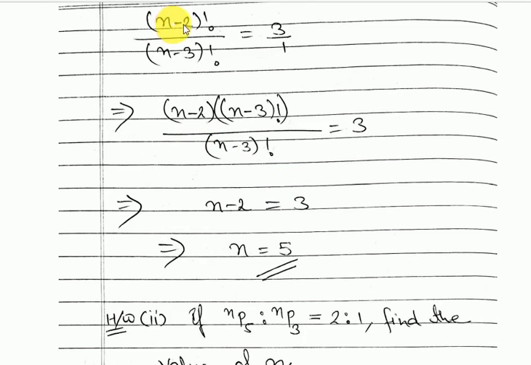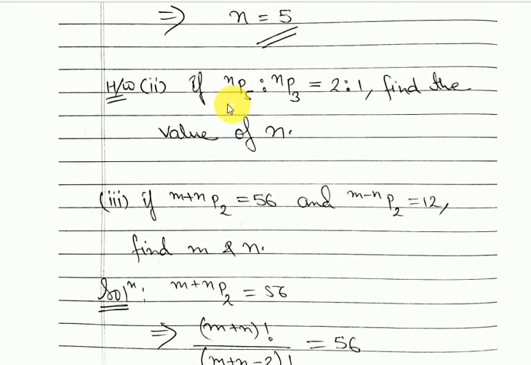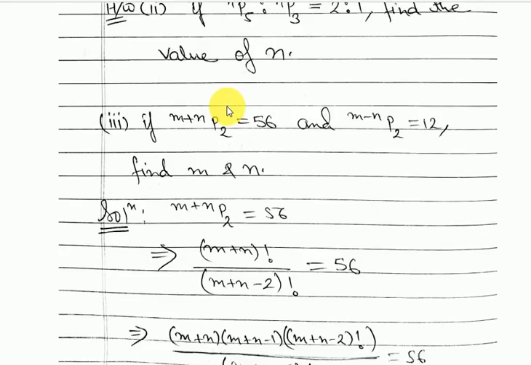This factorial n minus 2 can be written as n minus 2 into factorial n minus 3. Then this factorial n minus 3 in the numerator and in the denominator will get cancelled, so you are left with n minus 2 equal to 3, that means n equal to 5, so you got your answer. So this is your homework, you have to do the same as the above question.